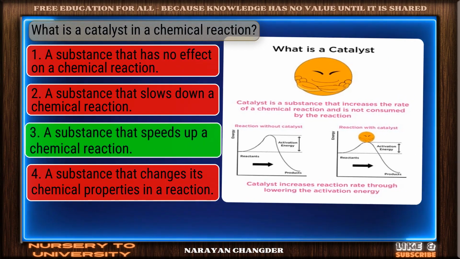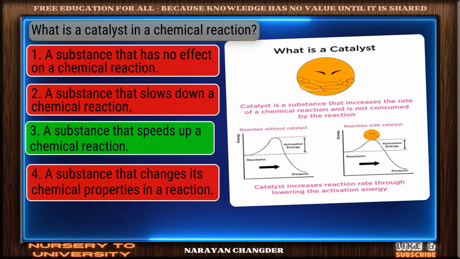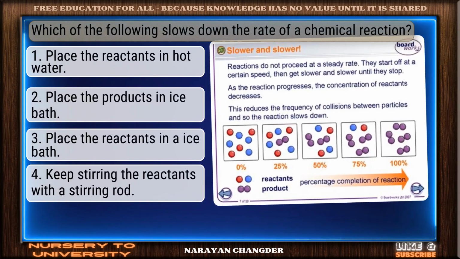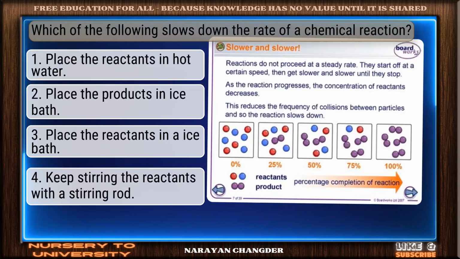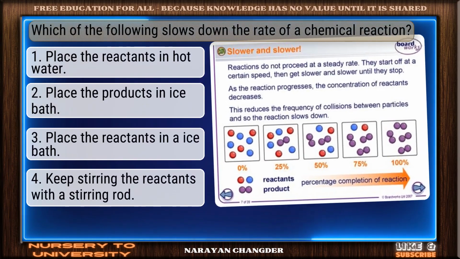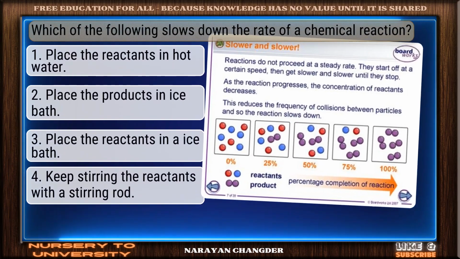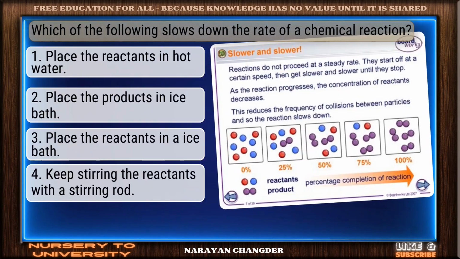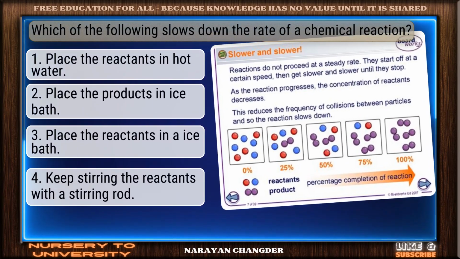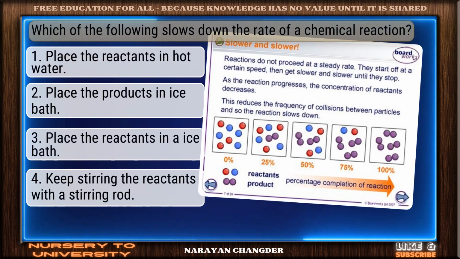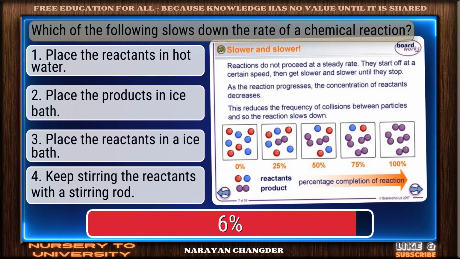Write a substance that speeds up a chemical reaction. Which of the following slows down the rate of a chemical reaction? Option 1, place the reactants in hot water. Option 2, place the products in ice bath. Option 3, place the reactants in ice bath. Option 4, keep stirring the reactants with a stirring rod.